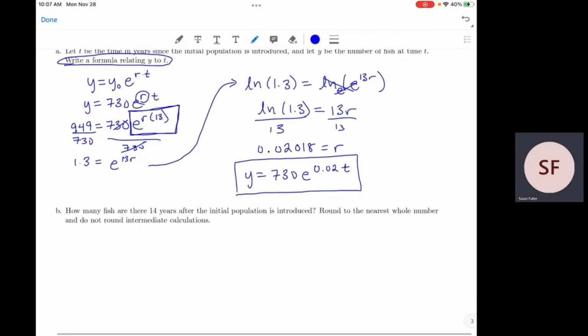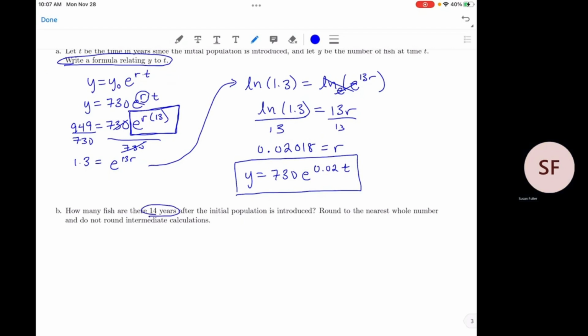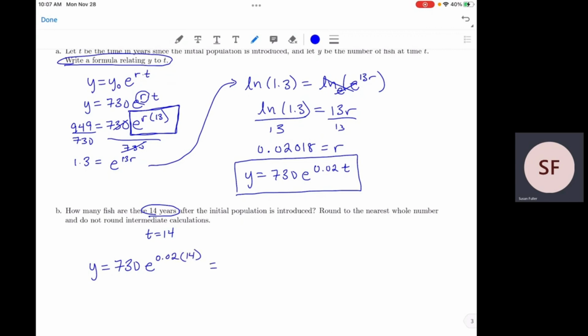All right, the very last thing, how many fish are there 14 years after the initial population is introduced? Well, that means I'm looking for y, how many fish, that's looking for the population, at time 14. So that means t equals 14, and I want to know what y is. So to figure that out, I'm going to plug in what I have. e to the 0.02 times t is 14. And I can just plug this in a calculator. 730 times e to the 0.02 times 14.